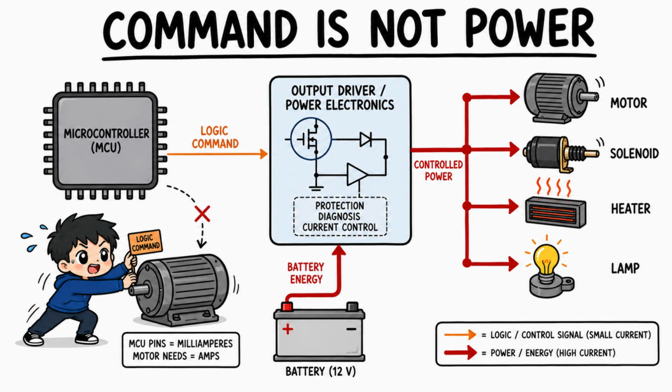Pulse width modulation, or PWM, can control the average energy delivered to some loads by rapidly switching the output and changing the proportion of time it remains on. Motor control systems may regulate current, speed, torque, or position using more advanced power electronics.